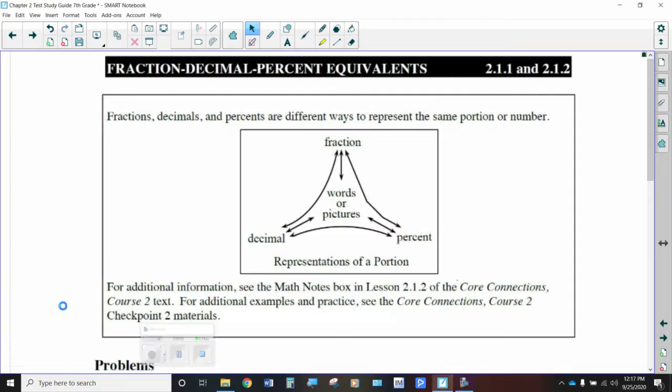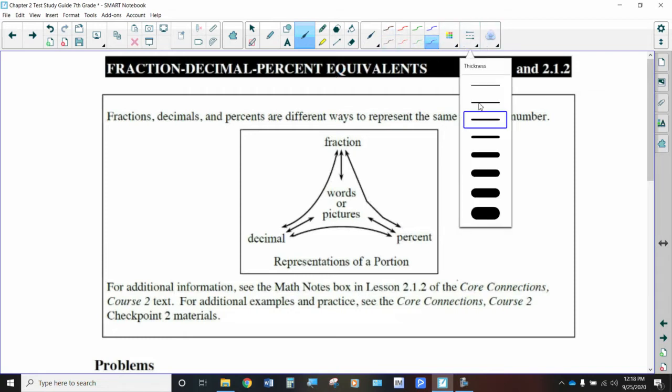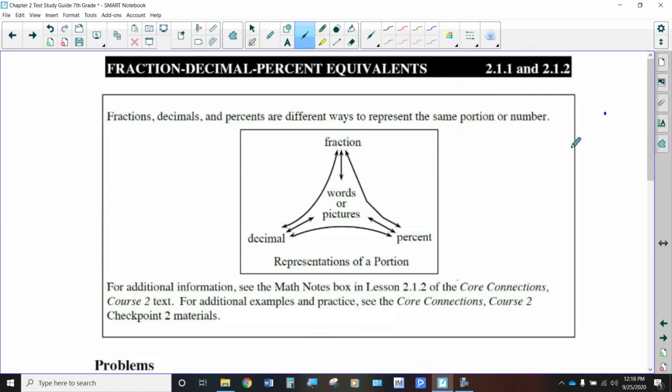Alrighty, let's take a look at our study guide in preparation for the Chapter 2 test that's going to be coming up on Friday, tomorrow, actually, probably today. If you're checking this right now, you're probably going to be taking it as soon as we get done here. So, being able to go back and forth between fractions, decimals, and percents.